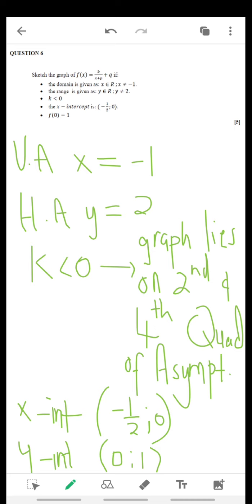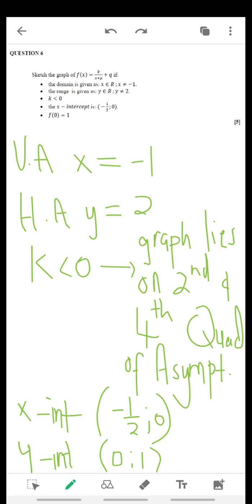We are told the domain is given as, remember when we are writing the domain of a hyperbola, we must take note of the vertical asymptote. So the domain is x an element of real numbers, but x cannot be minus 1. That means x equals minus 1 is undefined, which makes x equals minus 1 our vertical asymptote. Also, the range is given as y an element of real numbers, but y cannot be 2. Since y cannot be 2, the function is not defined at y equals 2, and that makes y equals 2 our horizontal asymptote.